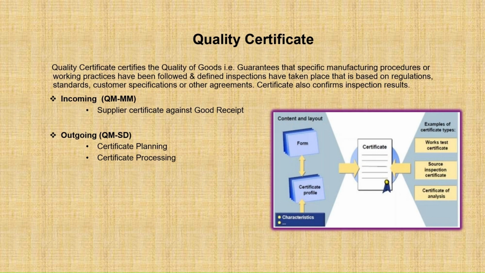Certificate. So there are two integrations between the QM and the MM module. If we are adding the control key for the procurement, receiving the goods, I am specifying that I want a specific certificate from the vendor. At the time of MIGO, we specify whether we have received the certificate or not.